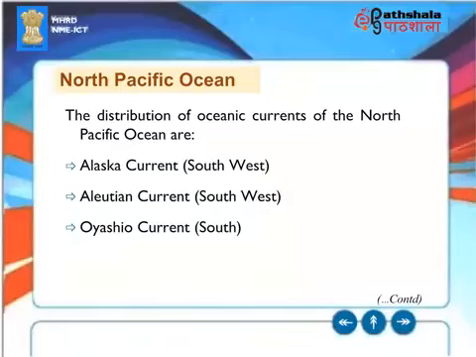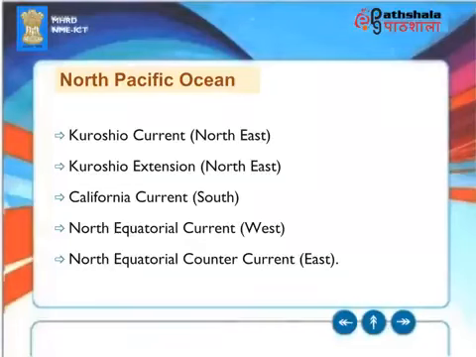North Pacific Ocean. The distribution of oceanic currents of the North Pacific Ocean are Alaska Current southwest, Aleutian Current southwest, Oyashio Current south, Kuroshio Current northeast, Kuroshio Extension northeast, California Current south, North Equatorial Current west, North Equatorial Countercurrent east.